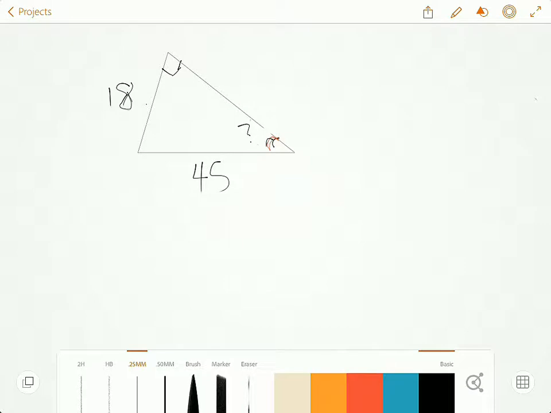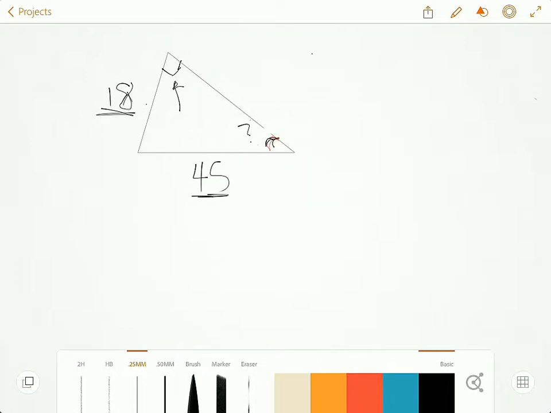Okay, so I know I have this angle here. And look at my sides. It's giving me the side that is opposite of my angle, which is 18. It's also giving me the hypotenuse, or the side that's opposite of my right angle. Okay, so to solve, I know I need to use a trig function that has opposite and hypotenuse, and I know that trig function is sine.